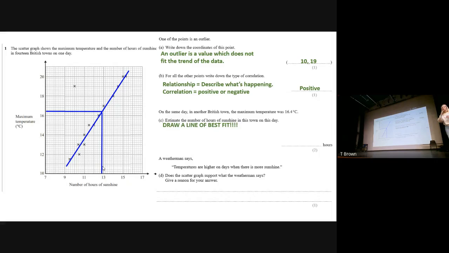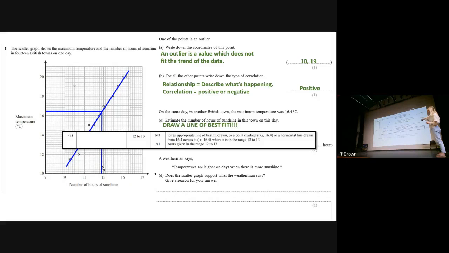The line of best fit should really clearly show, if you took the points away, where the points were. Go across at 16.4, hit the graph, go down, and you're allowed anything for this answer between 12 and 13. I think if you'd have guessed, it would have been easy to write like 13.1 or whatever. So line of best fit, always a line of best fit.